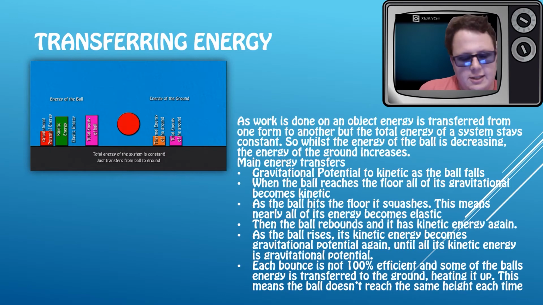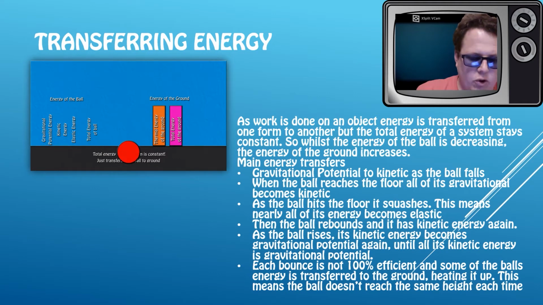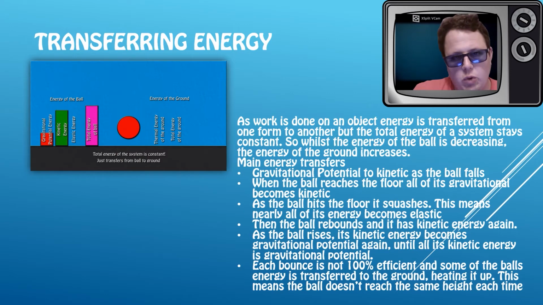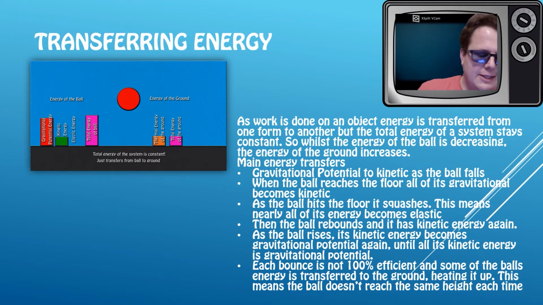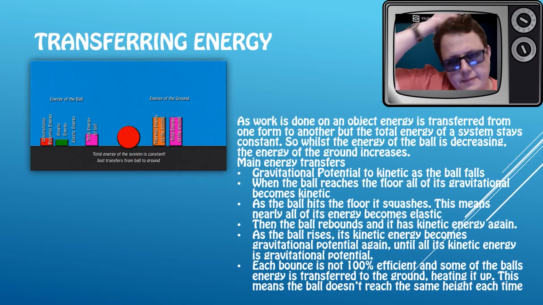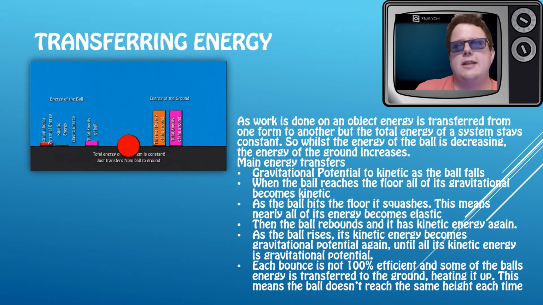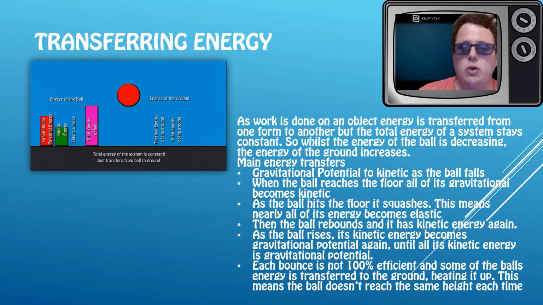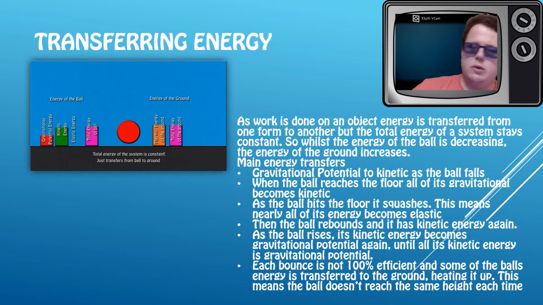Just as it hits the floor, all of the gravitational potential energy will have gone and it will have kinetic energy. As the ball hits the floor, it squashes. So some of its kinetic energy is converted into elastic energy. When that ball then rebounds, some of that energy goes back into kinetic and the ball goes flying up. Now, in an ideal situation, a ball will always bounce up to the same height every single time.